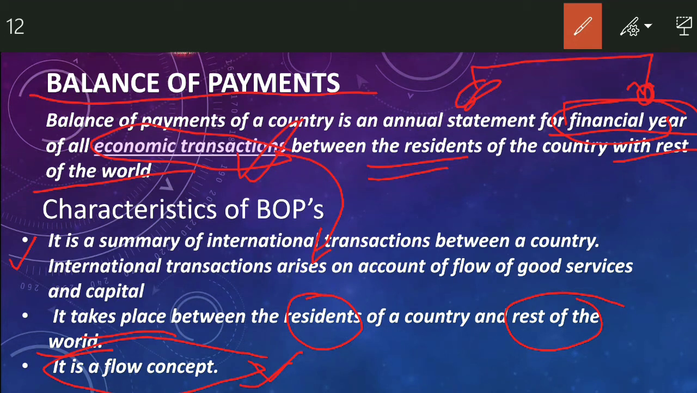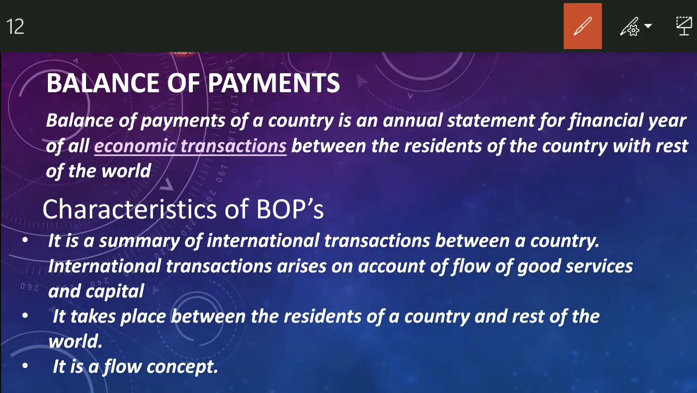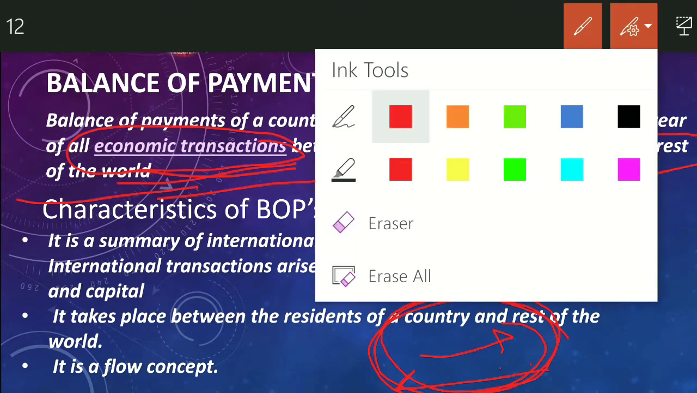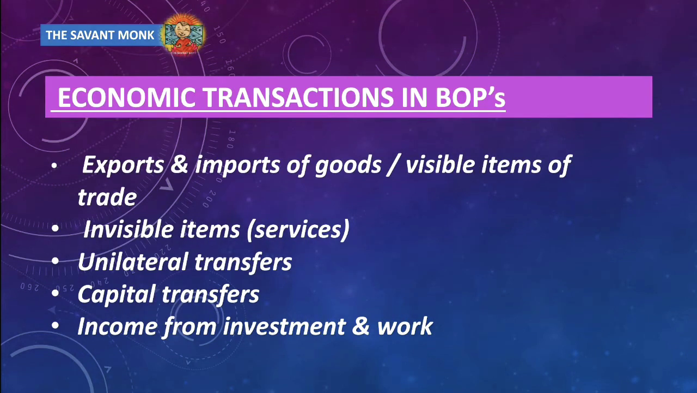So if you have to write the characteristics or features of balance of payments, then just explain all the keywords in the meaning of balance of payments, that it is an annual financial statement for a financial year of all economic transactions between whom? Between residents of the country and rest of the world. So all the imports and exports that are happening of either goods and services, capital, income, everything are accounted in balance of payments. This term economic transactions is very important, so I want to discuss it at some length. So let's discuss what economic transactions actually mean.